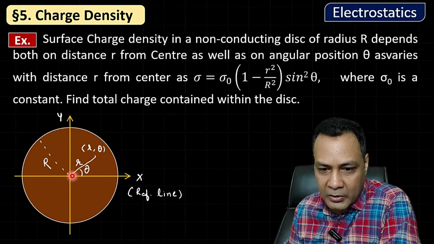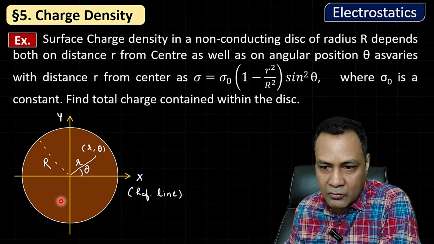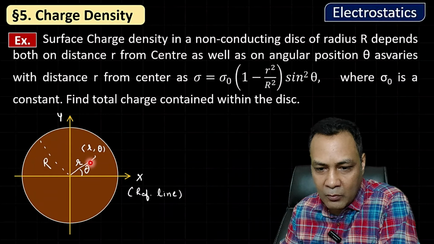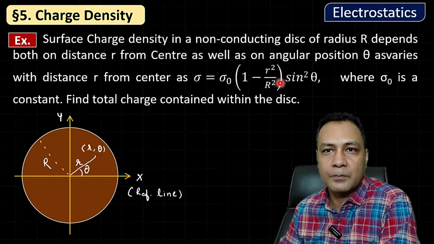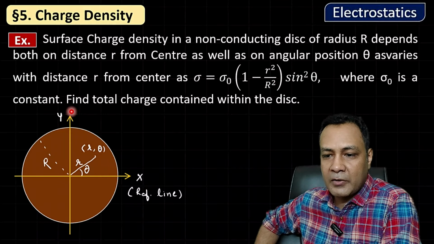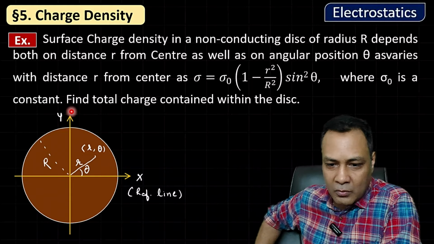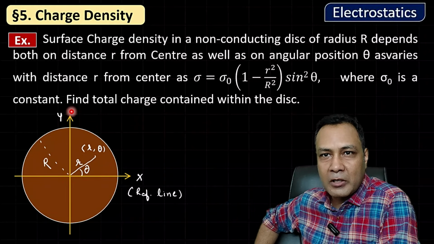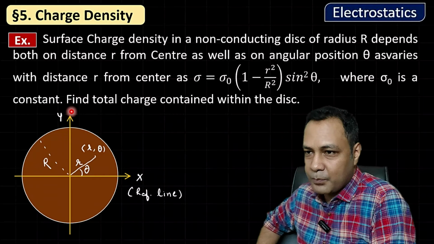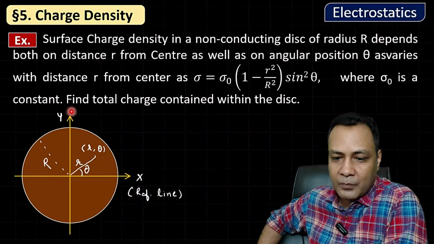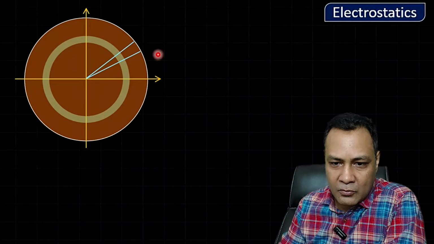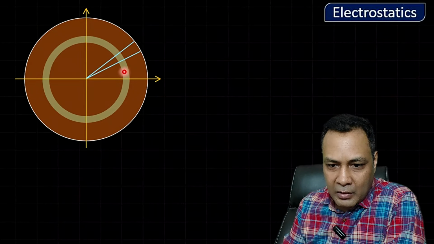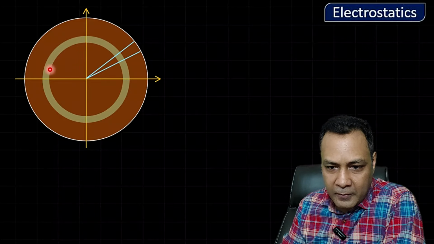So at a particular r, as I go from here to here, that part would be constant, theta part will vary. So we have to find the total charge contained within the disk. So for this thing there is a special technique called double integral, but that I will not use because most of it is not taught at 10 plus 2 level. So I will take a two-step method. So how will I proceed? That is my disk, and this is a ring.